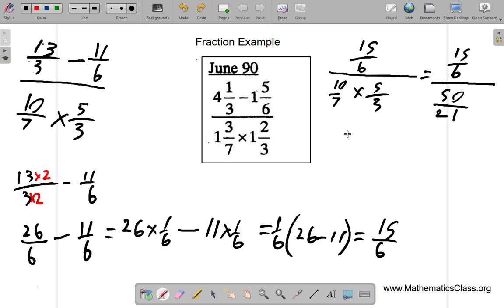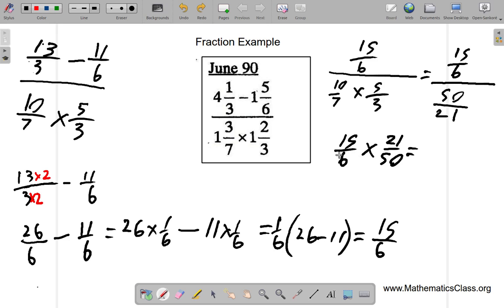Let's see how that works. It's 15 over 6 multiplied by what? Remember, 15 over 6 divided by another fraction is the same as 15 over 6 multiplied by the reciprocal of that other fraction. So it's 21 over 50. Alright? So you notice we could cancel down and get smaller numbers instead of trying to work with these bigger numbers, which we'll have to cancel down later anyway.